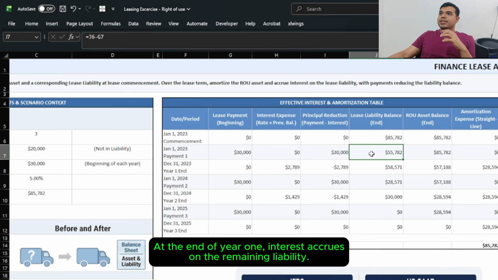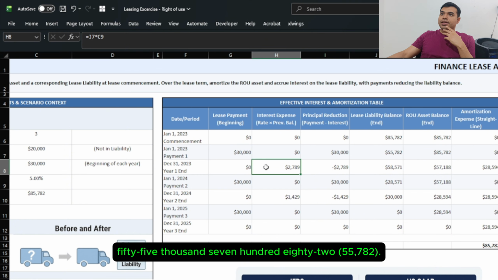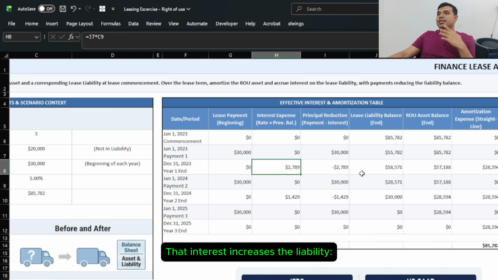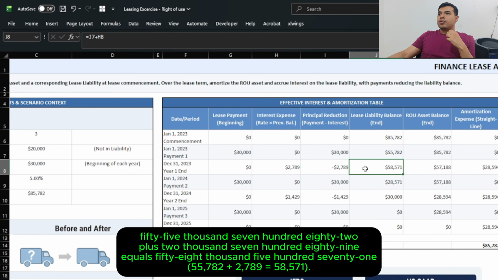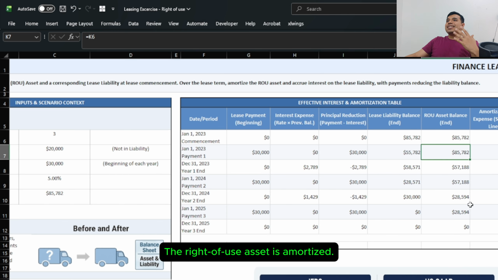At the end of year one, interest accrues on the remaining liability. The outstanding balance before interest is $55,782. Interest is calculated as $55,782 times 5%, which equals $2,789. The interest increases the liability. $55,782 plus $2,789 equals $58,571.